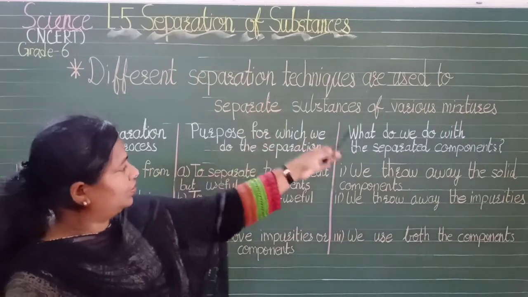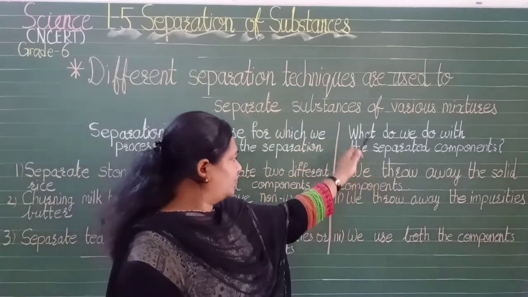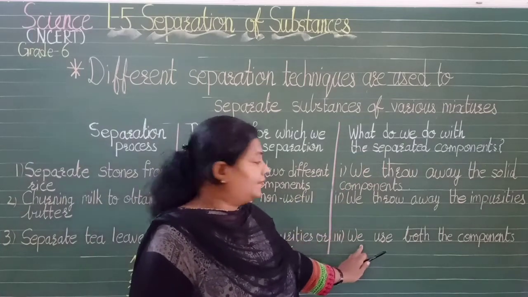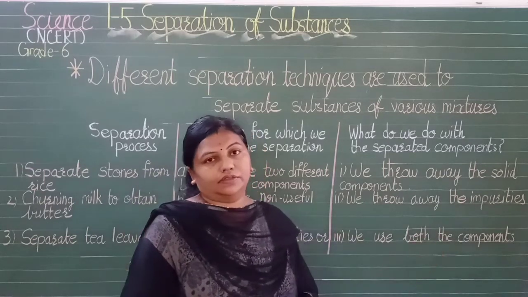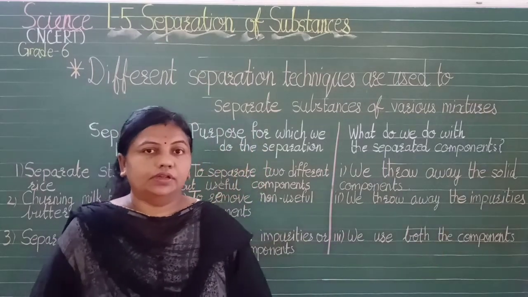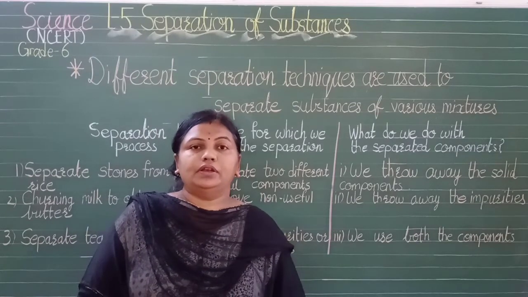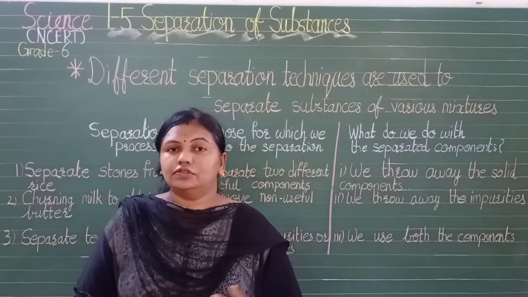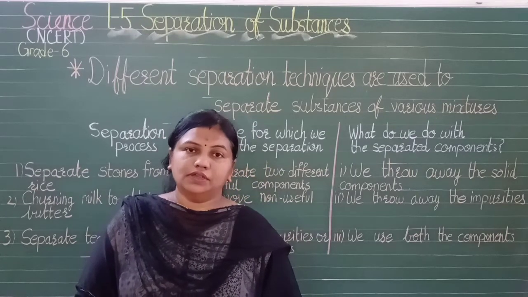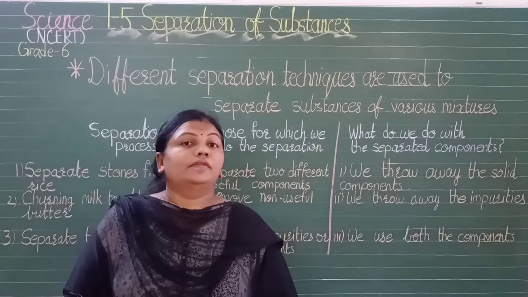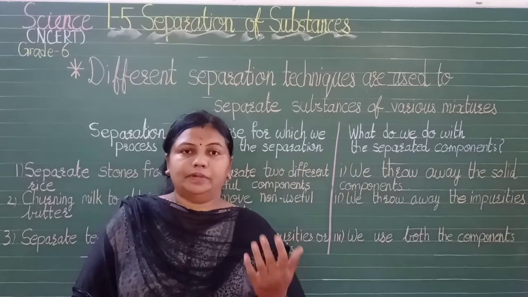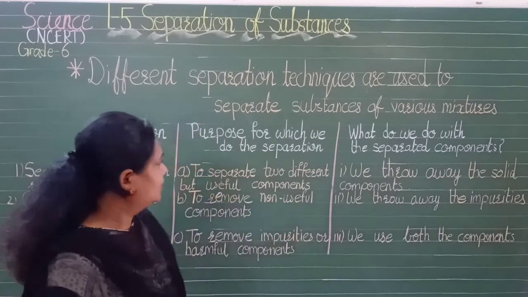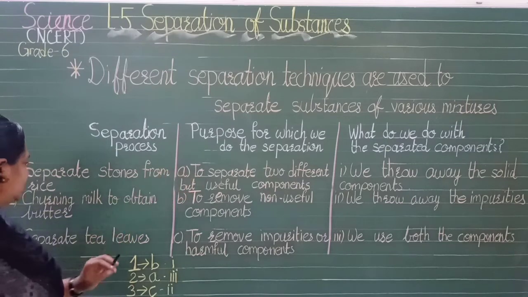And what do we do with the separated components? So what will be the correct answer from this column? It will be number 3. We use both the components. So when the milk is churned, both the things are used. We can use the buttermilk also and we can use the butter also. But we cannot directly take out the butter and use it. It is required to be separated. So for that purpose separation is necessary.